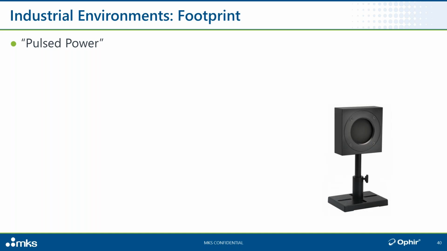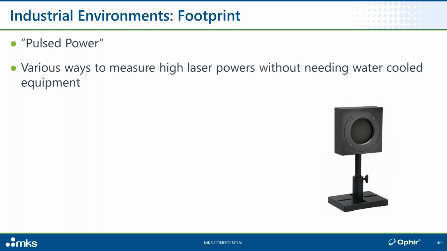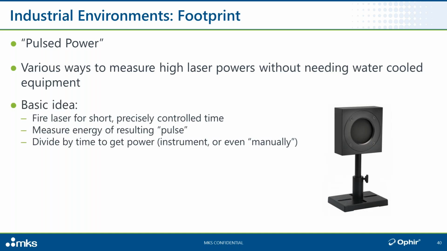When you're dealing with high powers at ongoing constant exposure, you need a big water-cooled sensor. There's got to be room for the water cooling channels and so on. But in many applications, you can get away with taking a measurement for a few seconds at a time, once every so often. So we have a trick at Ophir. We call this pulsed power mode. The basic idea is that we fire the laser for a short, precisely controlled time. We pretend that that's a pulse, and we measure that single shot pulse's energy.